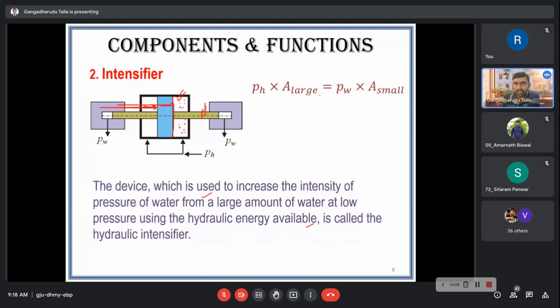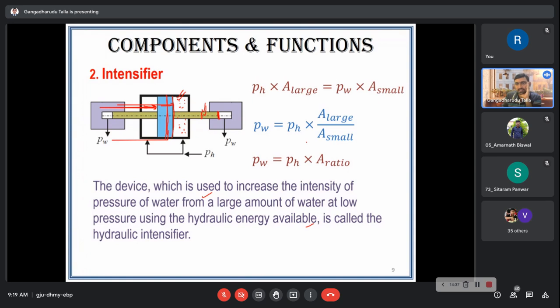PH into A large. A large means this one, the cross section area of that. PW is the working pressure, into A small. So A small is this. So that must be equal, as per the law that we know in fluid mechanics. So this is equal.